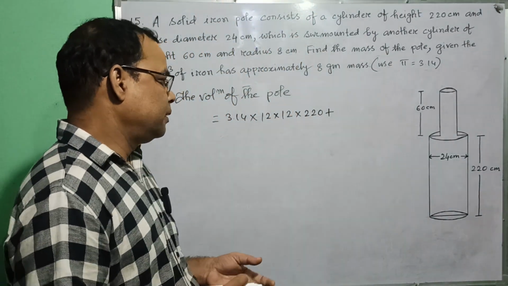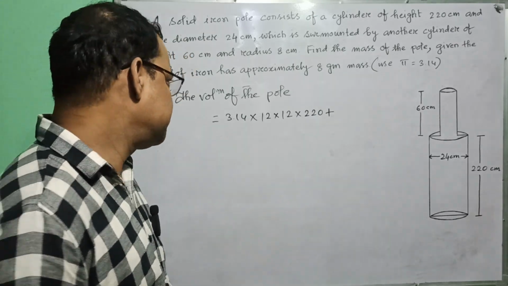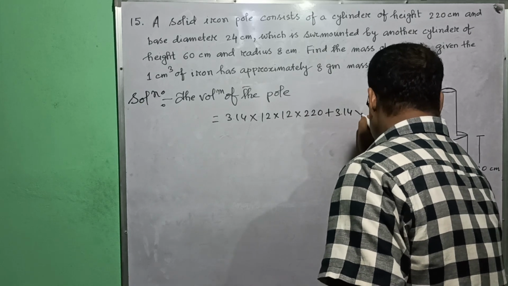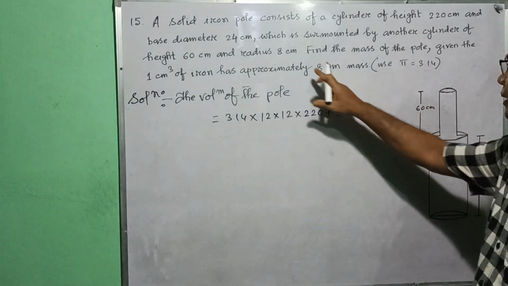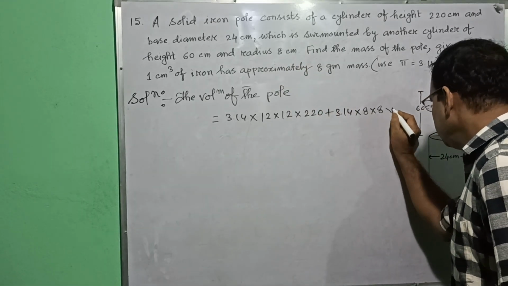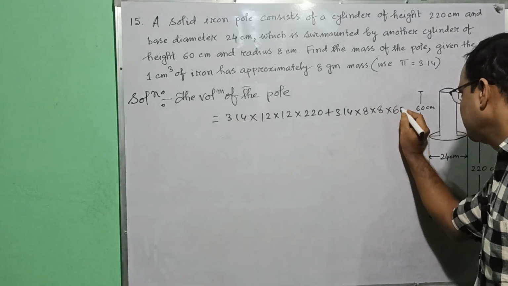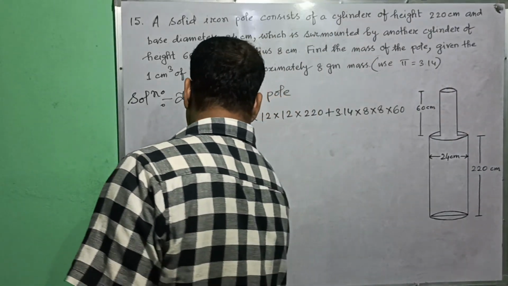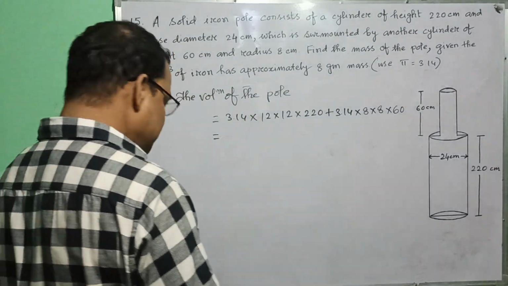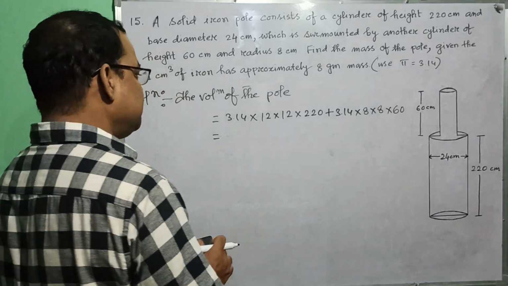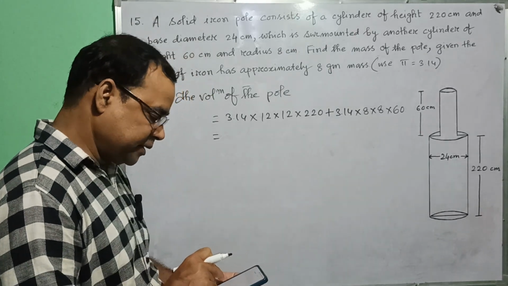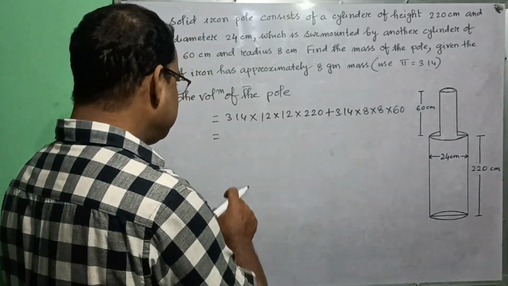So it is also cylindrical. So we'll use pi r square h. So 3.14 into, here the r is 8 centimeter. So we'll write 8 into 8 into height is 60. So that one, we only have to simplify to get the volume. Now we'll use the calculator. You can multiply yourself manually. For saving time, I am using the calculator.